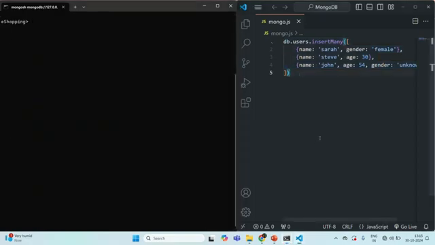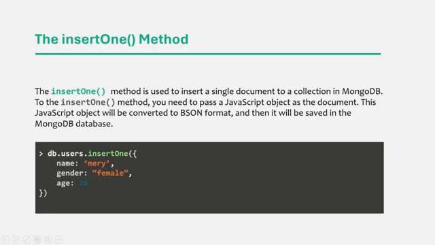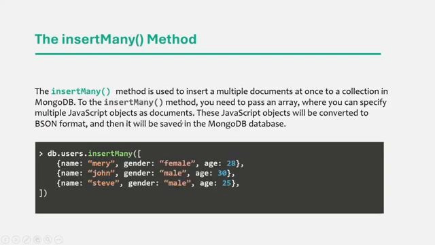All right. So remember that when we want to insert a single document in a collection, we can use the insertOne method. And we have to use this insertOne method on the collection name. Okay. And if you want to insert multiple documents at a time, instead of using insertOne, we can use the insertMany method. Using the insertMany method, we can insert multiple documents at a time. This is all from this lecture.